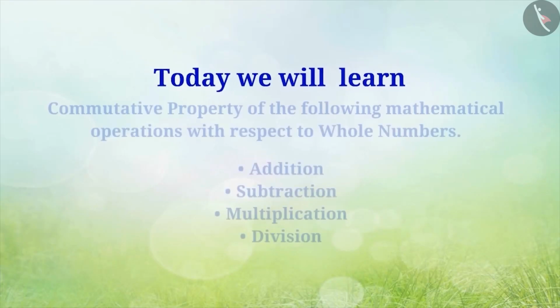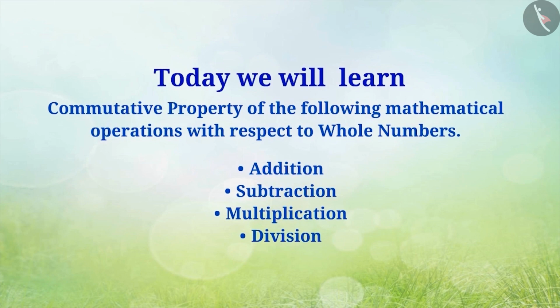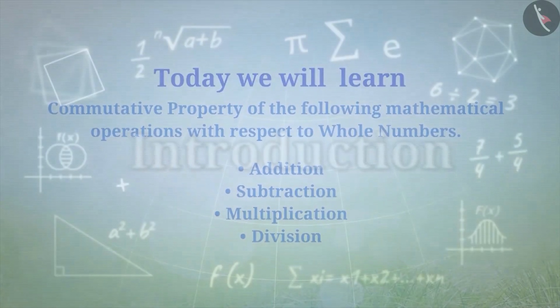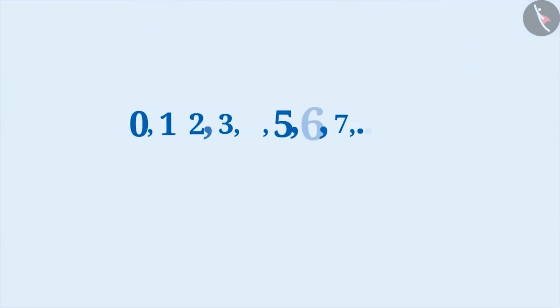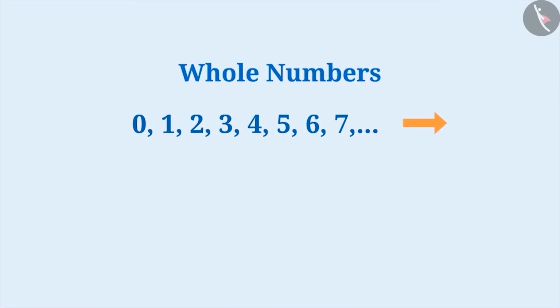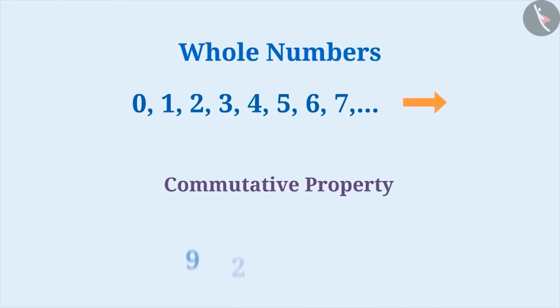Today we will learn commutative property of the following mathematical operations with respect to whole numbers. We know that all the numbers from 0 to infinity are called whole numbers. Commutative property allows a mathematical operation to be solved by changing the order of the numbers. Let's understand in detail. Let's talk about the addition of numbers. Can we add two whole numbers in any order?